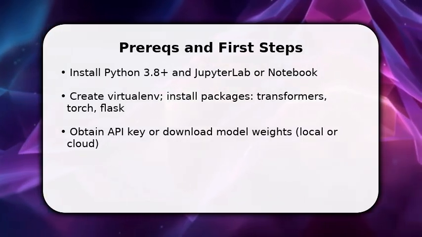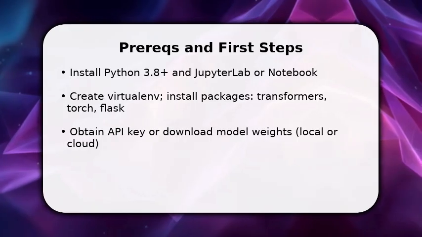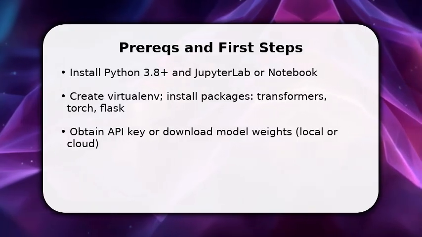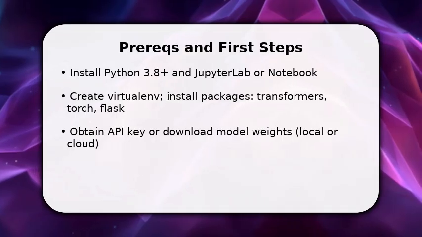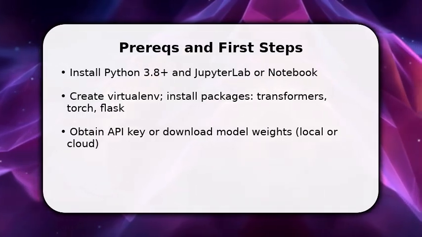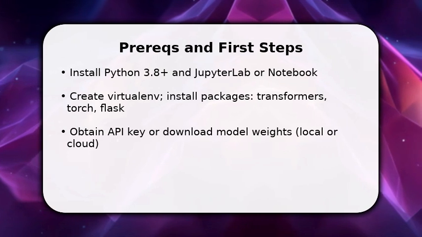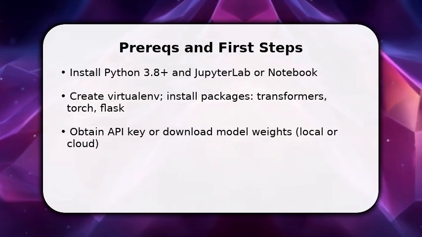Make sure to secure any API key in an .env file and mount model weights into the notebook directory if using local inference. This gets you quickly to code without wasting time on later dependency conflicts or permissions errors.